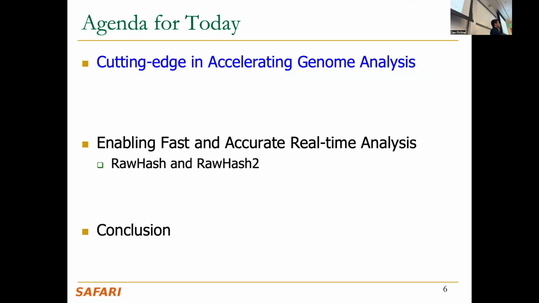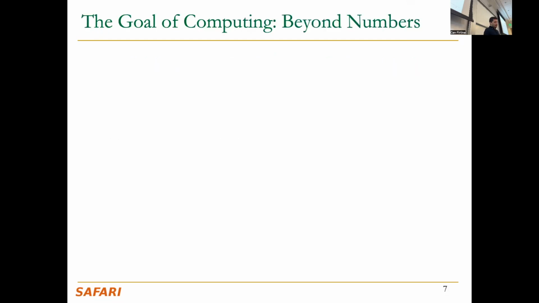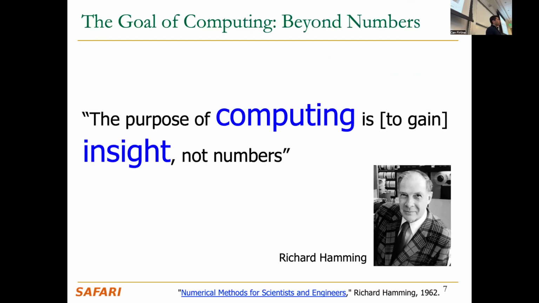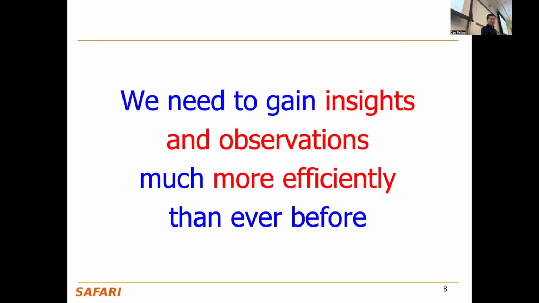So let me first give you an overview of the research that we're doing in our group, and then I'm going to move on to the main topic of today's talk. I usually like to start with this quote from Richard Hamming: the purpose of computing is to gain insights, not numbers. Scientifically speaking, if it is not for entertainment purposes. And today we need to gain insights and observations much more efficiently than ever before.